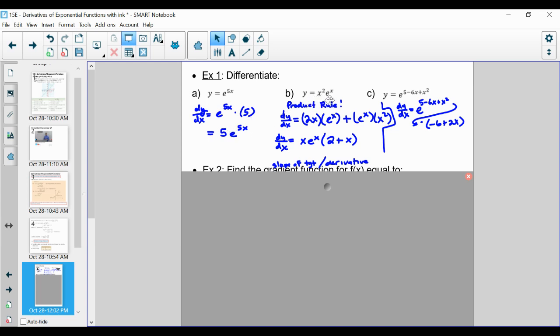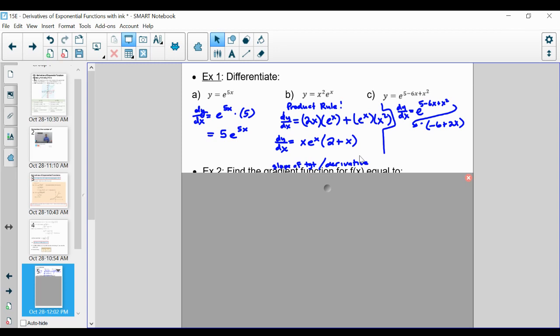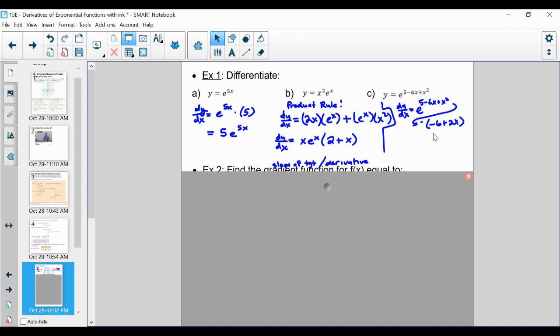We can also apply the product rule. Here we have two functions that are being multiplied together. So we take the derivative of the first function, which is x squared, times e to the x itself, plus the derivative of e to the x, which is again e to the x, times x squared, and we can factor out an x and an e to the x from both terms. Okay, and last we can look at this function where we take the derivative of the outside function, which is e to the 5 minus 6x plus x squared, times the derivative of the exponent, which gives us negative 6 plus 2x. I'll continue example 2 in our next video.